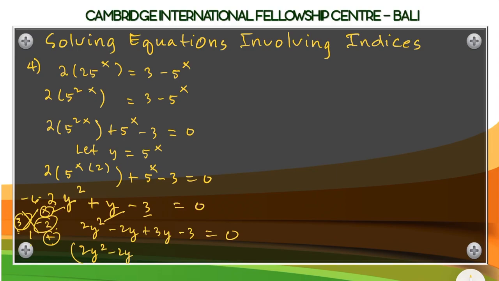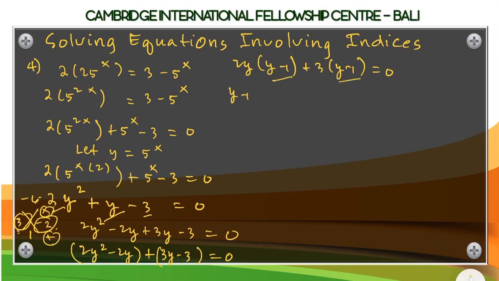So this is 2y squared minus 2y. This is one group. Plus 3y minus 3, another group. This is equal to 0. Then factor out 2y. It will be y minus 1, plus factor out 3. We still have y minus 1 is equal to 0. Y minus 1 is common, so factor it out. So we have y minus 1 times 2y plus 3. This is equal to 0.